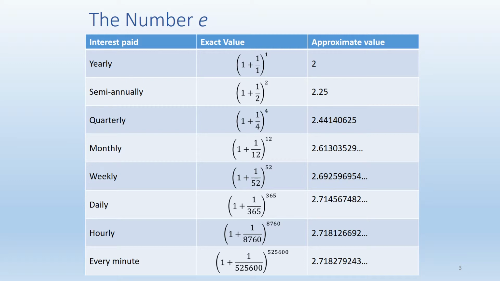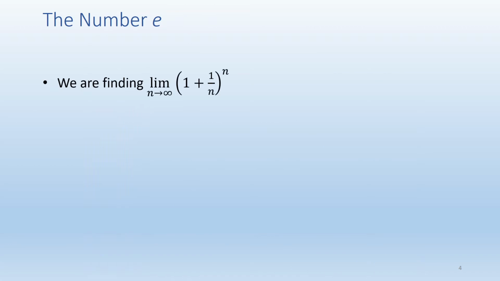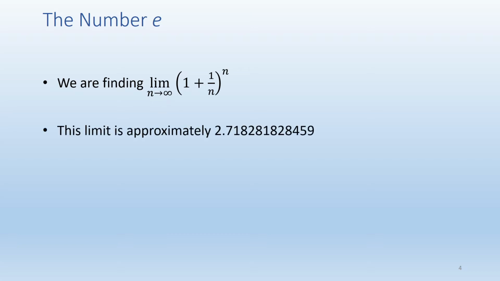So does it reach some limit? What we're trying to find out is what does 1 plus 1 on n to the power of n become as the number of installments gets bigger and bigger and bigger. In mathematics, we write it as a limit. We want to see what that value is as n gets bigger and bigger, as it approaches infinity. And we can calculate that out, and it's approximately equal to that figure there.